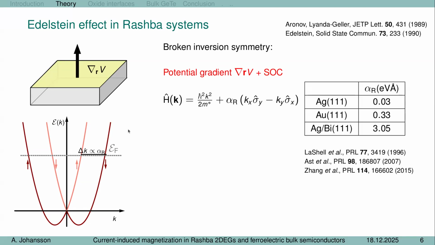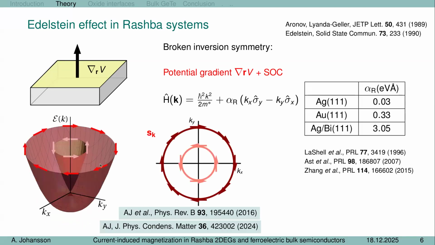And our system is two-dimensional, so I should also sketch a two-dimensional band dispersion. And here we immediately see that our isoenergy lines are two concentric circles. And now we can calculate the spin expectation value for each point. And we find that each spin is compensated by an opposite partner. So there is no net magnetization in the system.